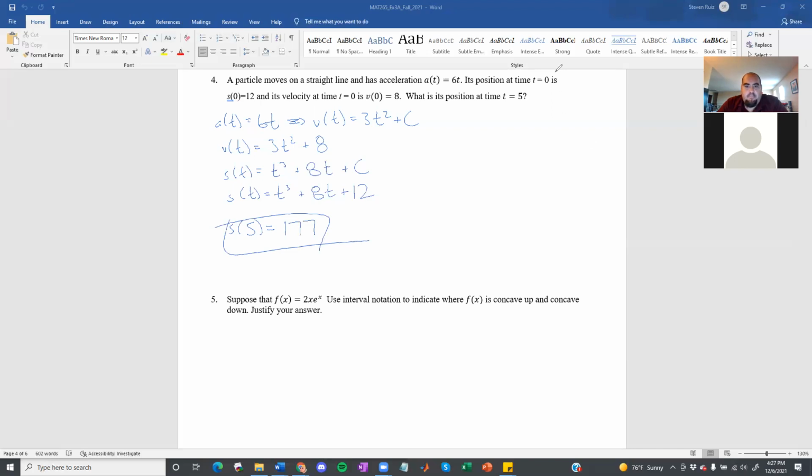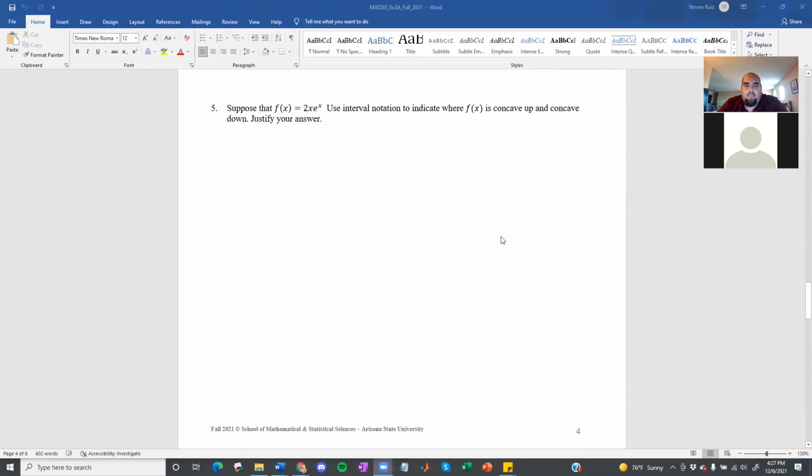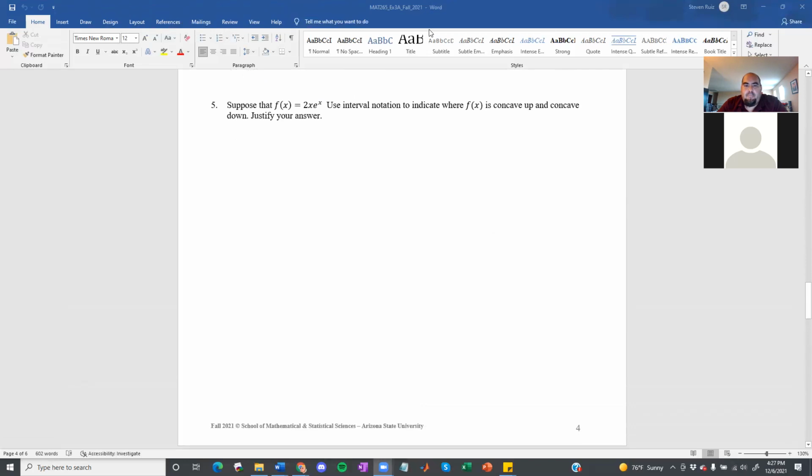Gotcha. These ones are fresh in my mind, so these are easier than the last. Okay. And then suppose that f of x is equal to 2x e to the x, use interval notation. Okay. This one was a confusing one.